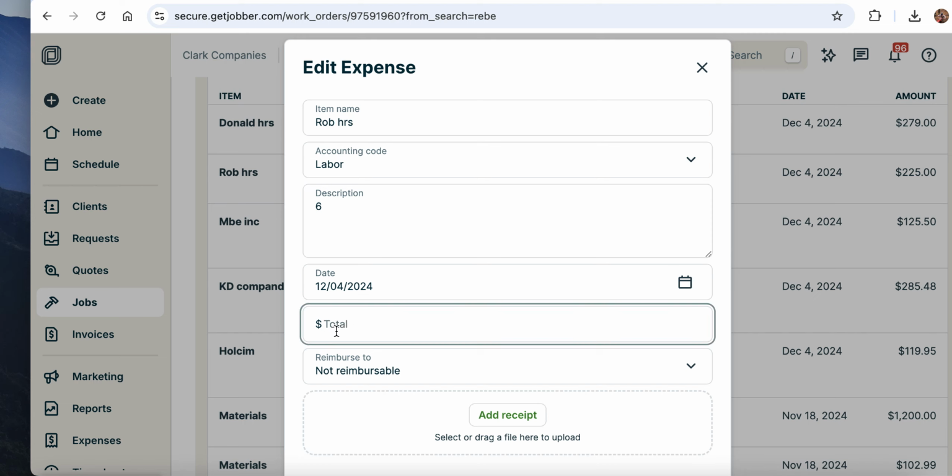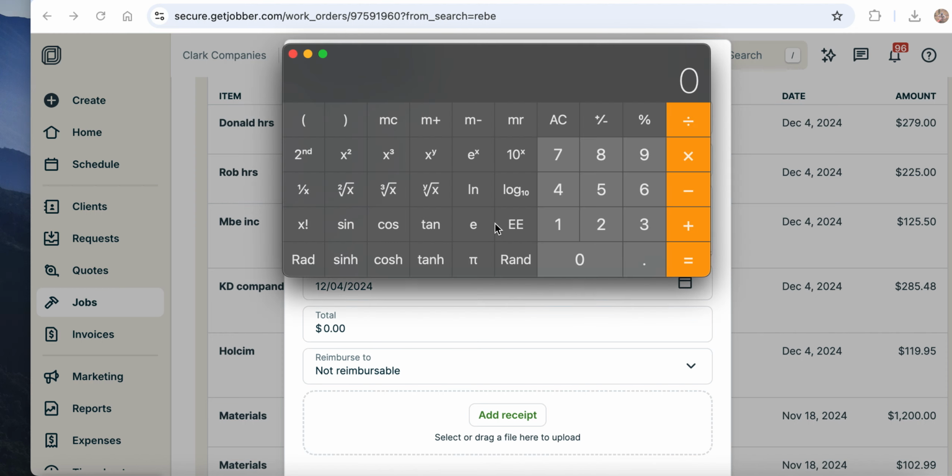So what you're going to need to do is look up what the person gets per hour. In this case for Rob, if he's getting say $25 an hour, you're going to take 25 times 6. That would give you $150. But then, I'll do it on the calculator here just to give an example. Rob had 6 hours multiplied by $25 an hour. That gives you $150. You're going to need to multiply that by 1.5 for the labor.